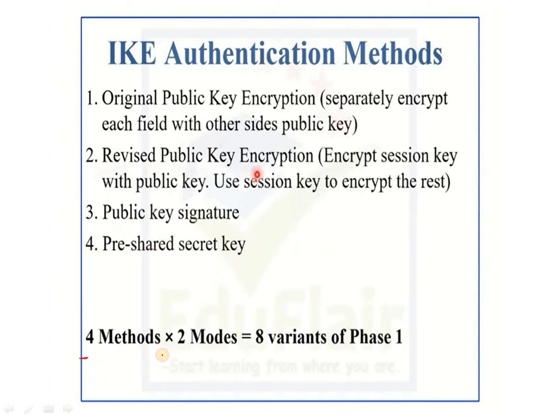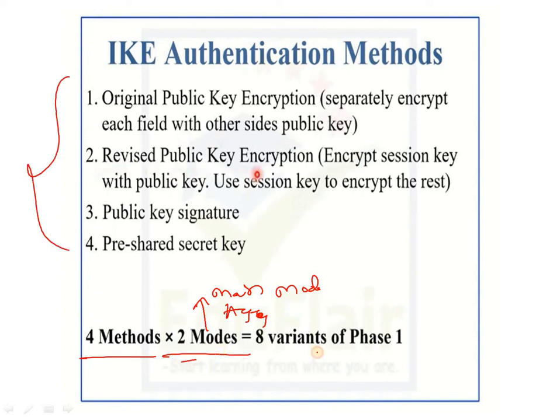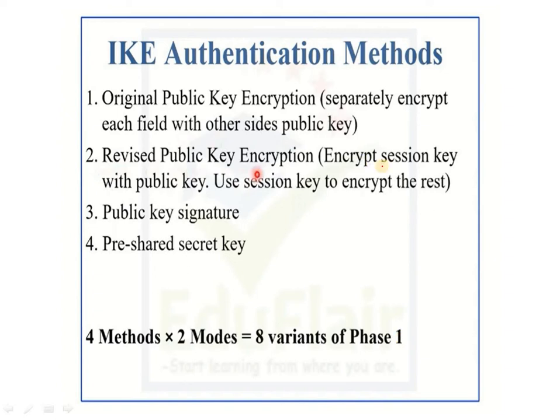So 4 methods will act on 2 modes. What are the 2 modes? Main mode and aggressive mode. So 2 modes and 4 methods. So in total, 8 variants are there in phase 1. So this is all about IKE phase 1.